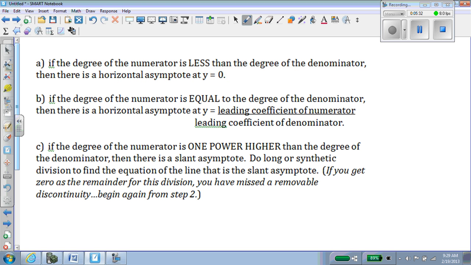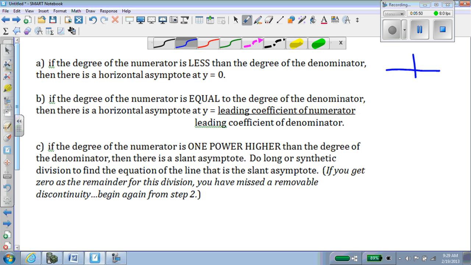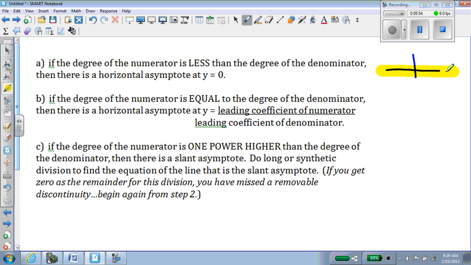Okay, so here are the rules. If the degree of the numerator is less than the degree of the denominator, then there is a horizontal asymptote at y equals 0. Okay, so that would look like, right, horizontal asymptote at y equals 0.